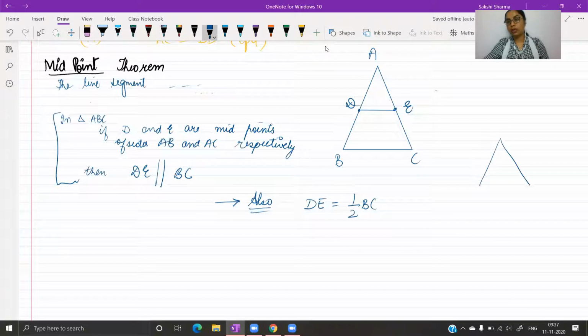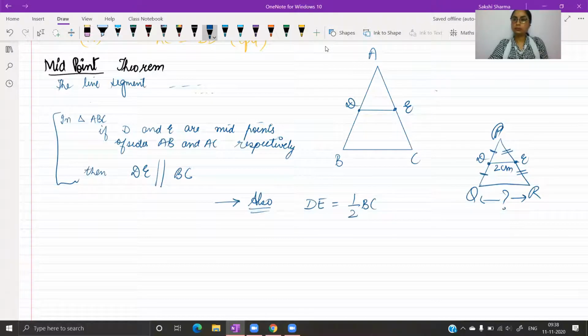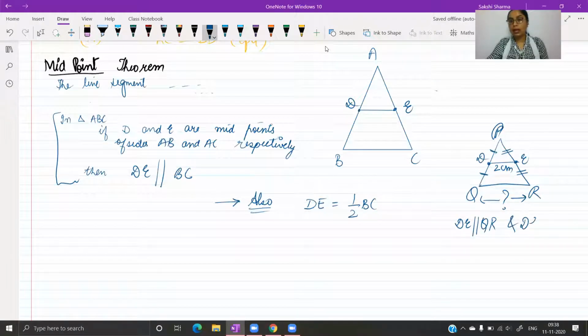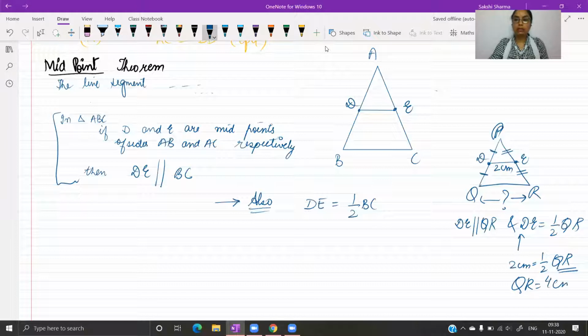Sometimes you get a question where there is a triangle given and it's written that D and E are the midpoints. Let us say we have triangle PQR. D is the midpoint of side PQ. E is the midpoint of side PR, and you are given that DE is 2 centimeters. Can you find out the length of QR? 4 centimeters. Yes, that will be 4 centimeters. By the midpoint theorem, DE will be parallel to QR and DE will be equal to half of QR. So you can use the length of DE as 2 centimeters, and from here you can find the length of QR. It will come out as 4 centimeters.